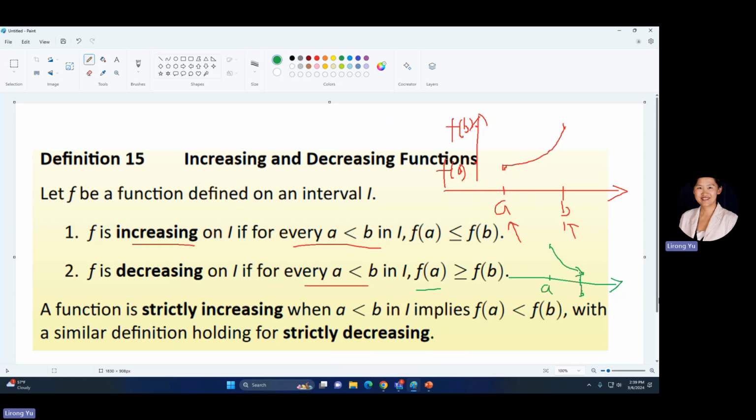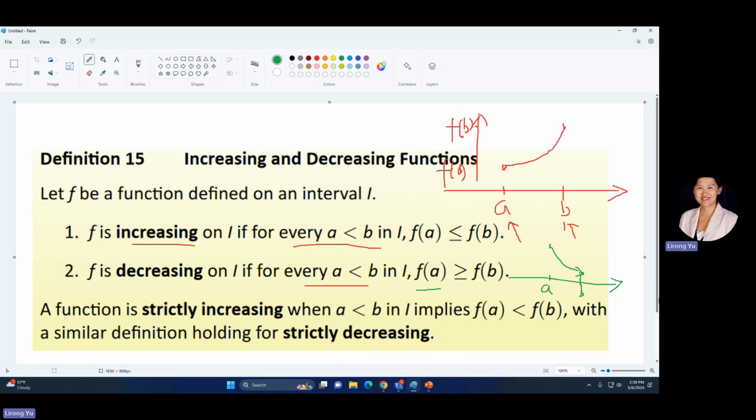If the function is increasing only, or if the function is decreasing only, it's called a monotone function. If the function is not monotone, meaning that the function is sometimes increasing, sometimes decreasing, then we should look at a smaller scale, like make the interval smaller. So they're actually monotone on each individual interval.